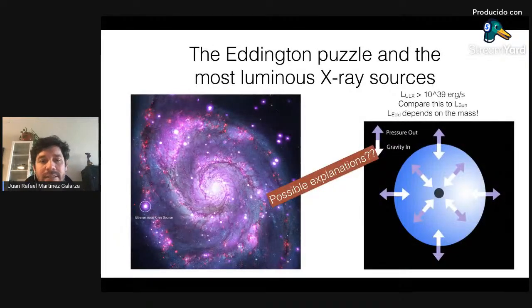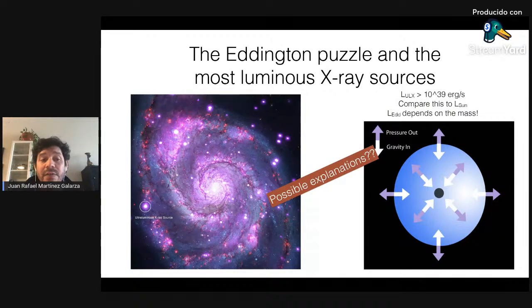So let's get started. I showed you yesterday, and I want to try to give you a motivation as to why you want to know what the luminosity of certain objects in X-ray is. And yesterday I mentioned the Eddington puzzle and the most luminous X-ray sources. So I mentioned to you that they are a particular type of X-ray source that is very, very interesting because it seems to be very, very luminous.